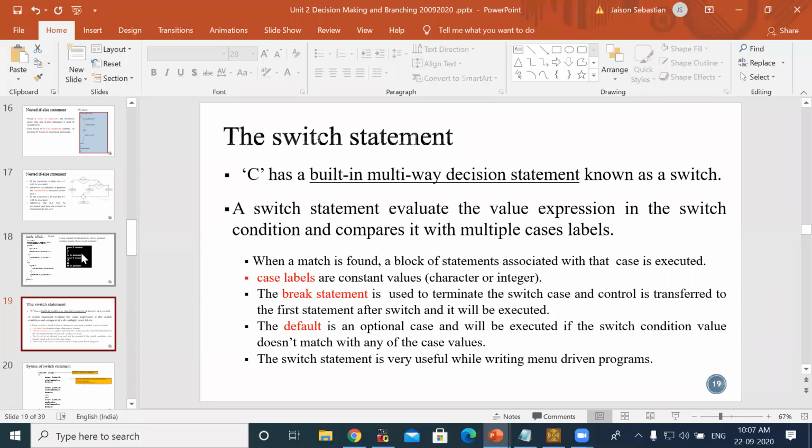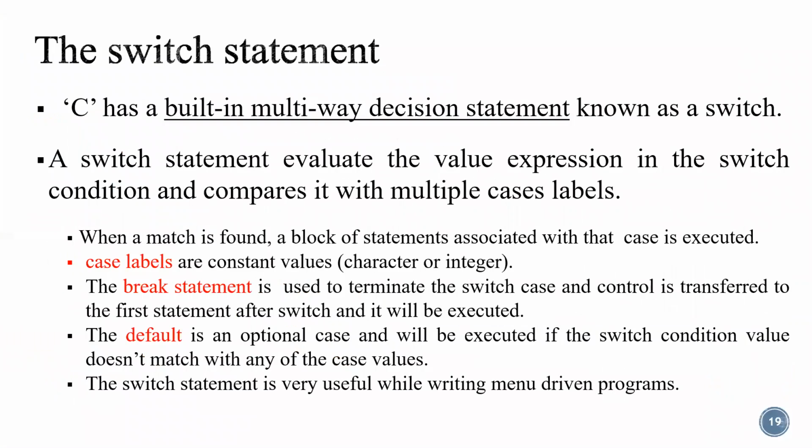We already studied the if-else, else-if ladder, nested if, and also the simple if, right? In the last class we studied nested if. With nested if and else-if ladder, we will be able to make multi-way decisions. Why are we using these decision making statements? Based on a condition, we will be able to skip or execute particular lines of code.